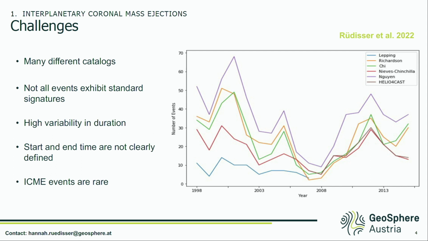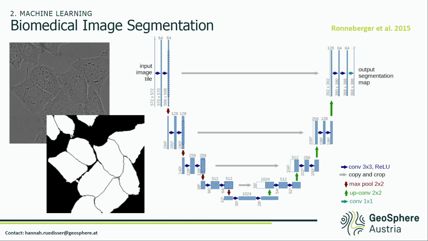So simple threshold-based algorithms are usually not enough to reliably detect ICMEs. So this is also why we decided to look at machine learning. And we specifically looked at biomedical image segmentation. We already had a talk where U-Nets were mentioned yesterday, but I quickly want to remind about the main facts when it comes to U-Nets. So they're typically used in biomedical image segmentation.